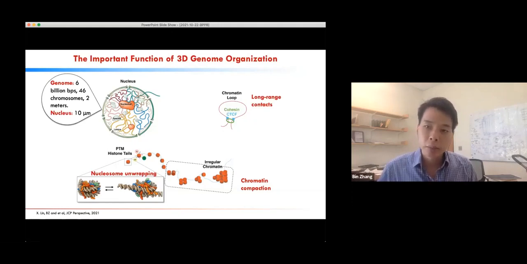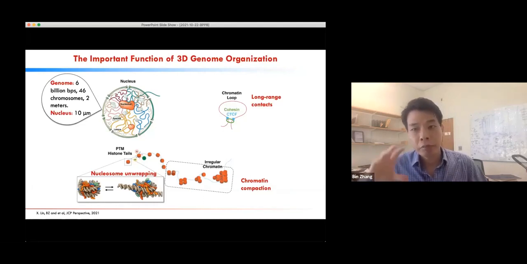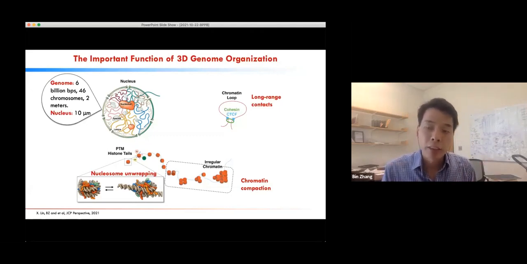So in some sense, I like to think of the genome really like an enzyme instead of a long linear polymer. It really has to fold in 3D to form active sites to catalyze chemical reactions. And in this case, the reaction is, of course, gene transcription.